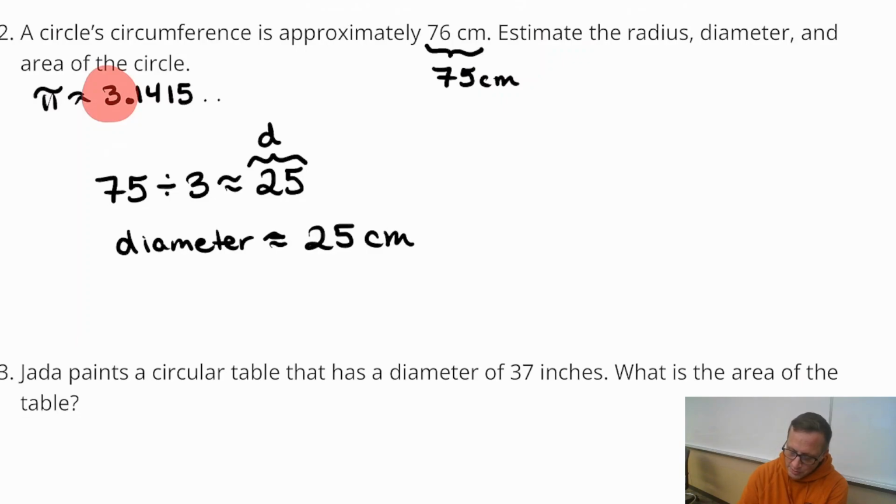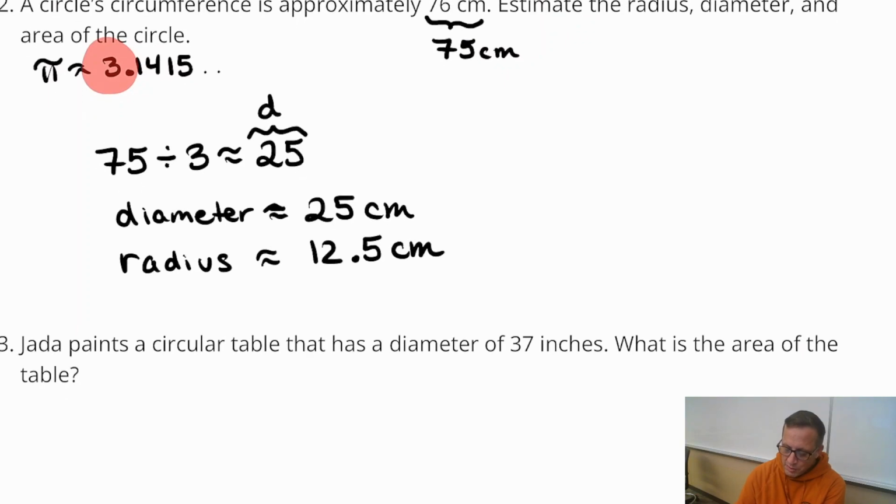I should write approximately, by the way. And the radius will be half that. So half of 25 is 50. No, that's not. It's 12 and a half. 12 and a half centimeters. Okay? 12 and a half. And also we got to figure out the area.